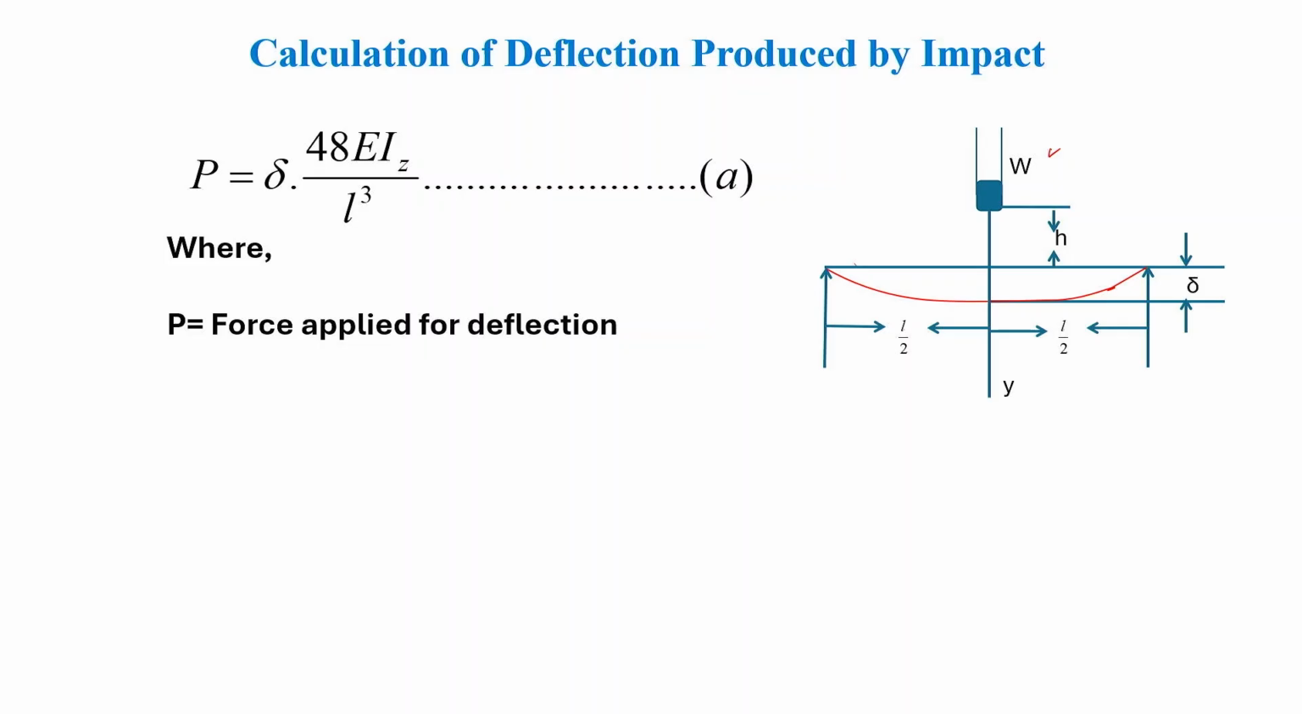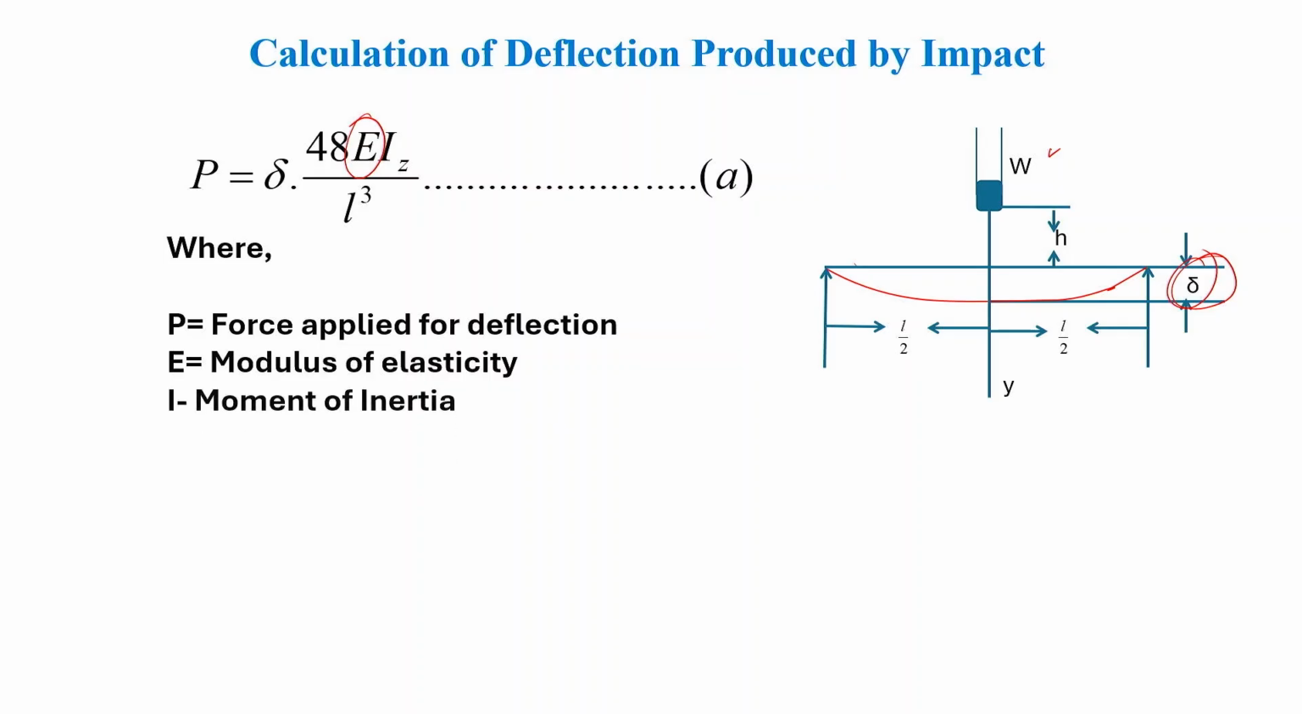P is the force applied for deflection. This delta is the basic depression. E is the Young's modulus of the material, and I is the moment of inertia.